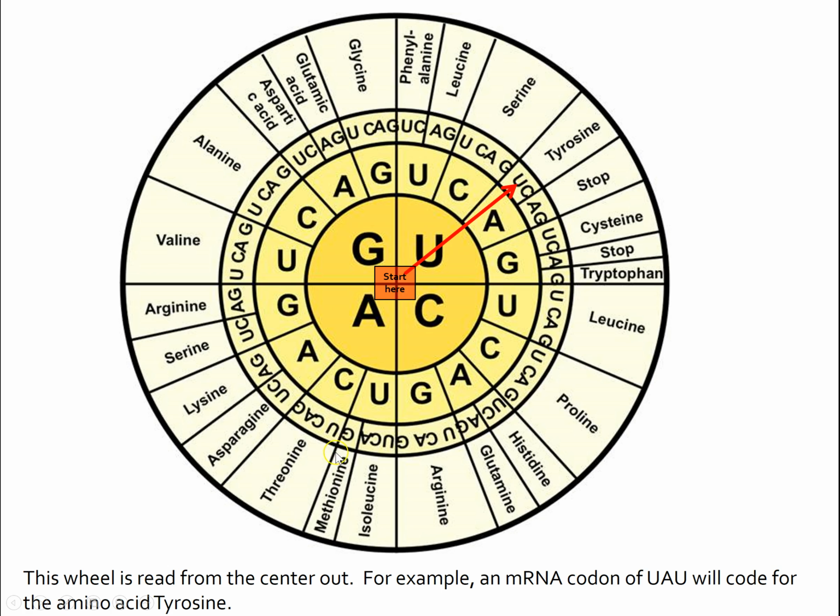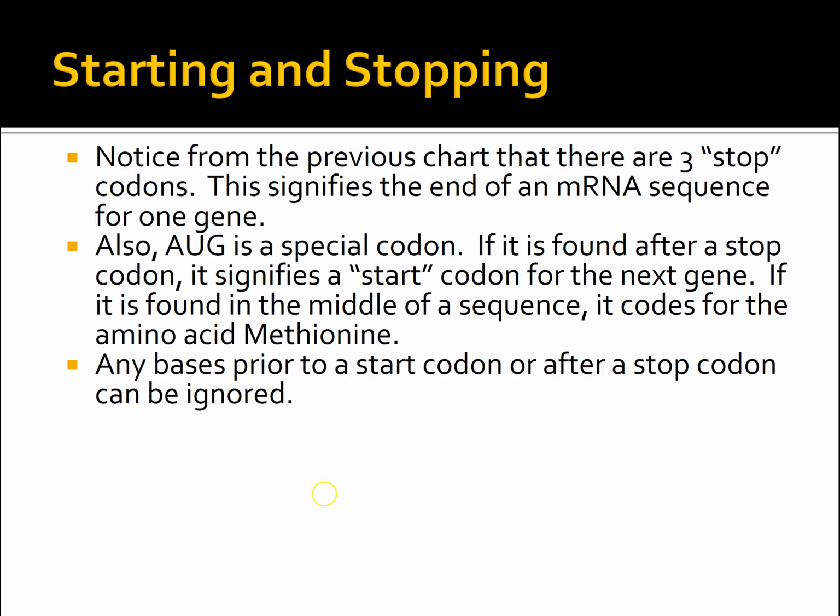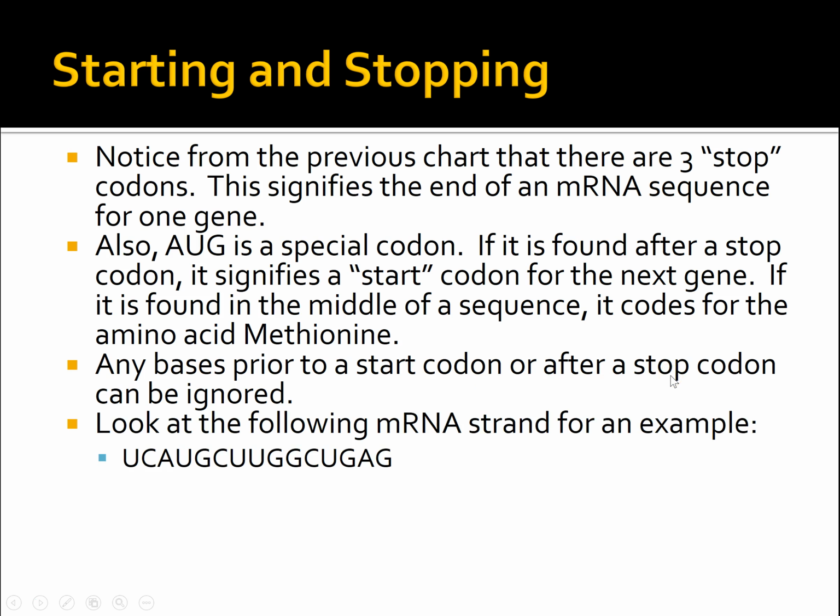AUG. AUG is a very important codon. You want to remember that. That's the only one that you really need to remember. AUG codes for methionine if it's in the middle of a sequence, or if it's starting right after a stop sequence, it's going to code for the start. AUG is the start codon. That's the only one. Any bases prior to a start codon or after a stop codon can be ignored.